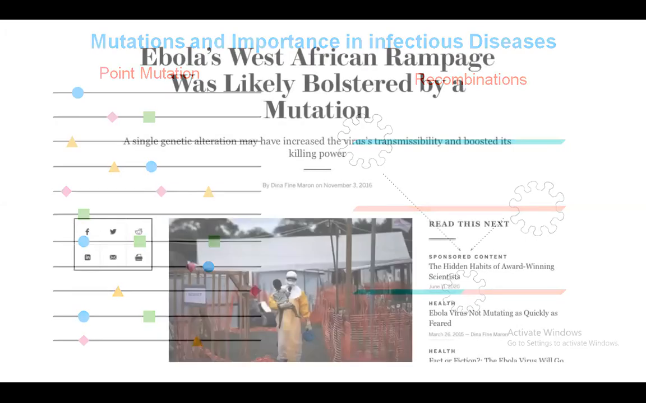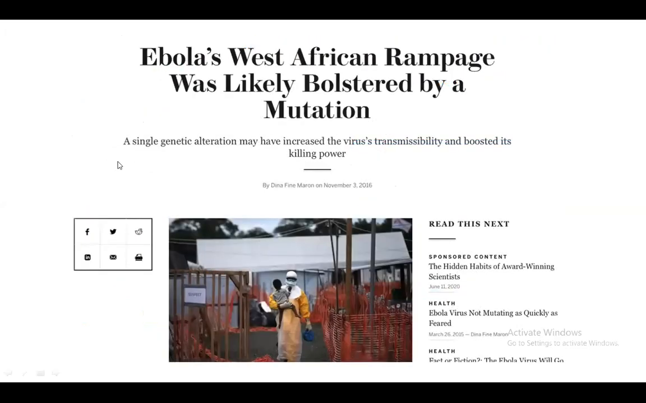For instance, one study published in Cell Reports in June 2016 indicated that in the case of the Ebola virus, there are some mutations that ultimately increase the virus transmissibility and boost its killing power. So this is how mutations in a virus result in a deleterious form. This is an important aspect.